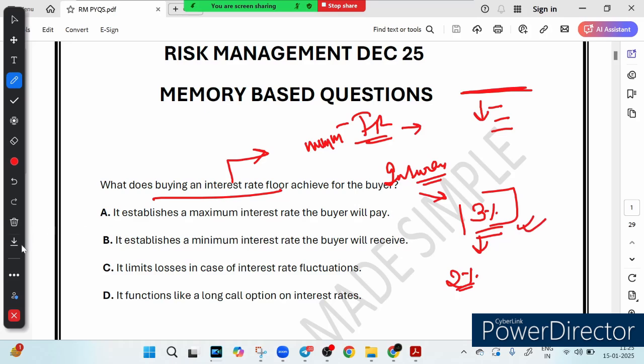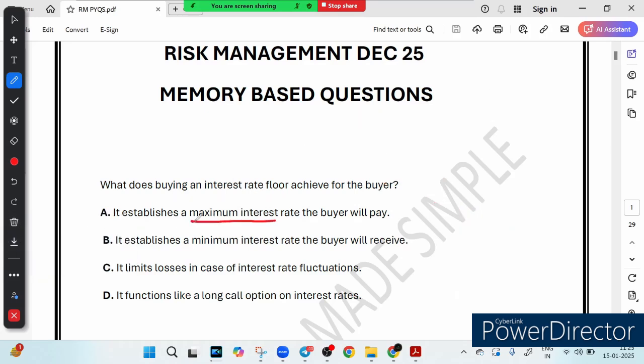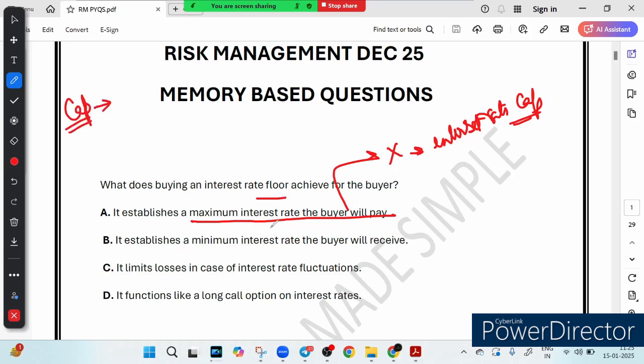Let's see option A. Option A says that it establishes a maximum interest rate that the buyer will pay. This is incorrect because it describes the purpose of an interest rate cap. Try to understand, two things are there: interest rate cap and interest rate floor. If a cap is there, it means a maximum interest rate. If a floor is there, it means a minimum interest rate. So a cap sets a maximum interest rate that the buyer has to pay, which is the opposite of what a floor does. For example, if you were borrowing money and wanted to ensure that your interest payment does not exceed a certain limit, you would go for a cap and not a floor.